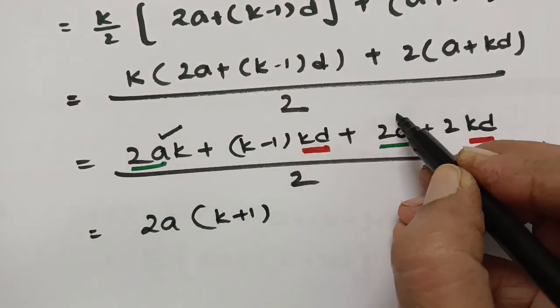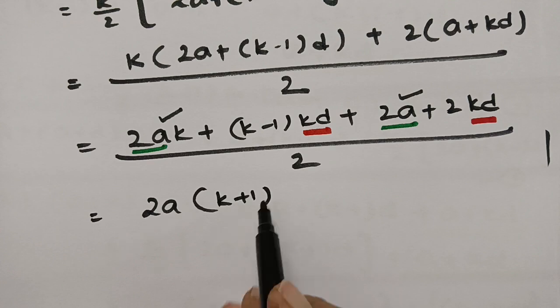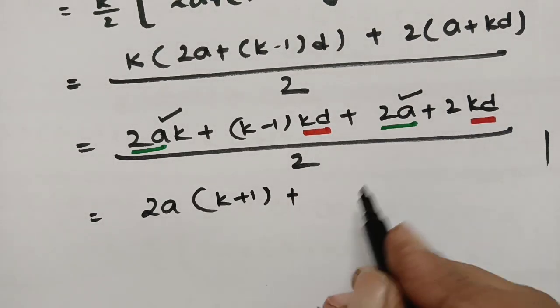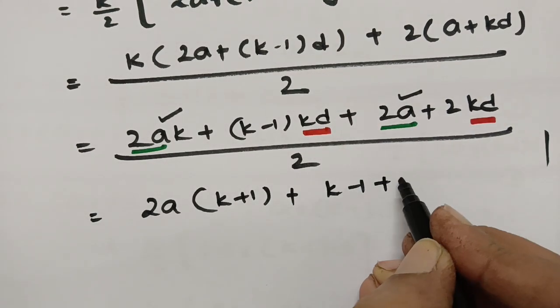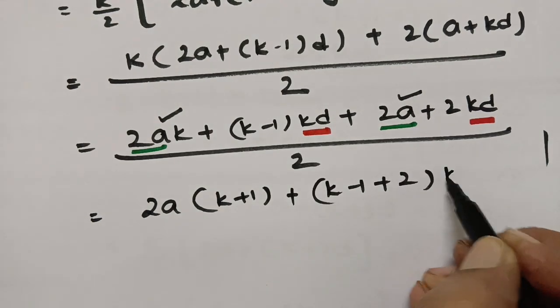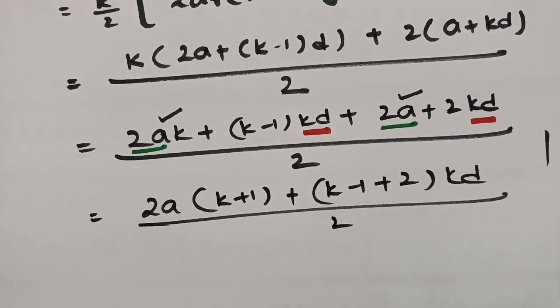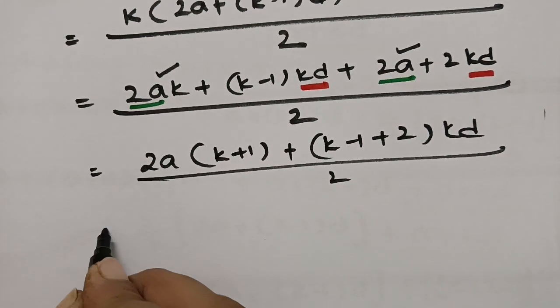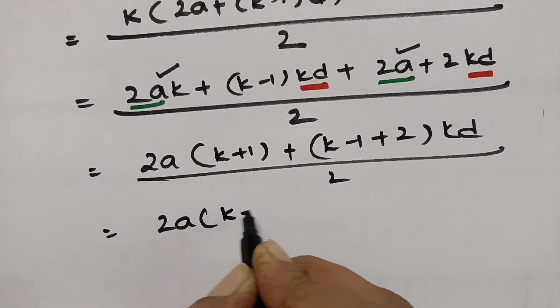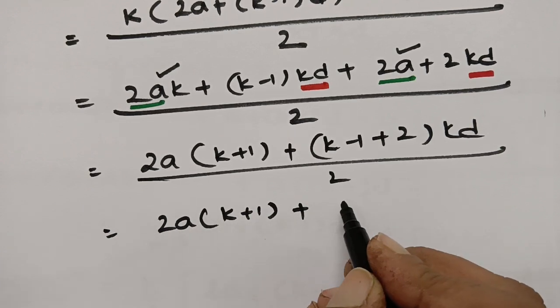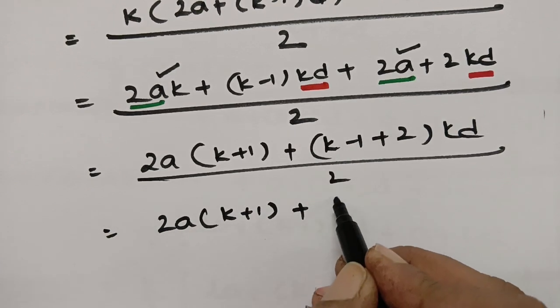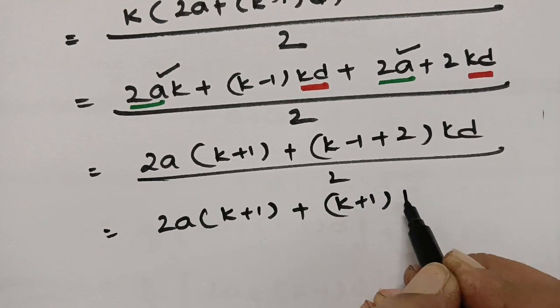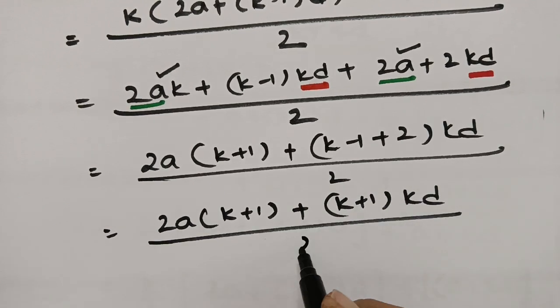So in these two terms, if I take 2a common, this will be k plus 1. So if I take kd common, this will be k minus 1 plus 2 into kd by, this value is 2. See here, 2 minus 1 is again 1. So this will be 2a into k plus 1, and this value is 2 minus 1. So this is k plus 1 into the value here is kd by 2.